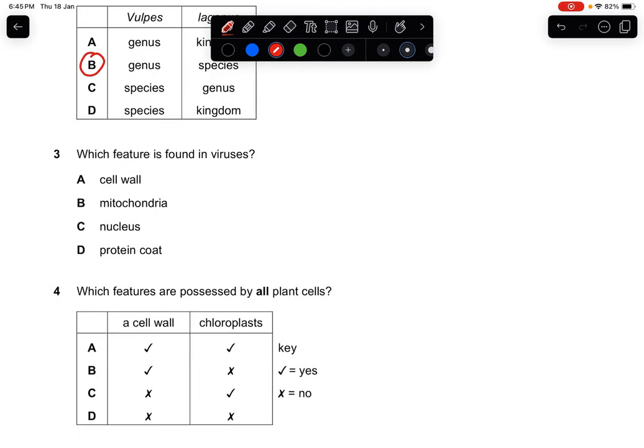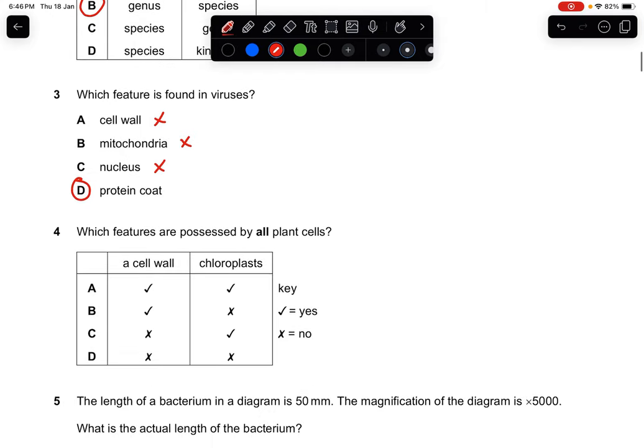Number three, which feature is found in viruses? So for viruses especially, it's not considered a living organism, so it doesn't possess a lot of things, because it is neither a prokaryote nor a eukaryote. Therefore, it doesn't possess a cell wall. It doesn't possess any mitochondria. They don't, of course, have a nucleus, but they have a protein coat. It's important to note that they have a protein coat as one of the external features of a virus itself. Okay, question number four.